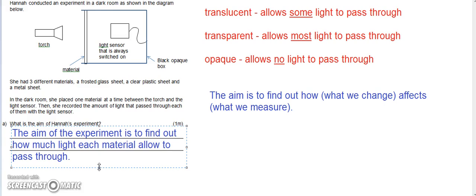Okay, a third possible answer is the aim of the experiment is to find out how much light each material allows to pass through. Okay, so these are the three different possible answers. My favorite is, of course, this third answer here. I think this would definitely give you the mark.